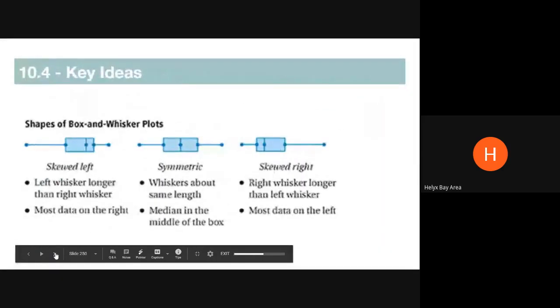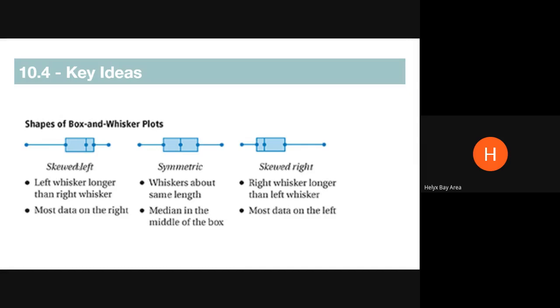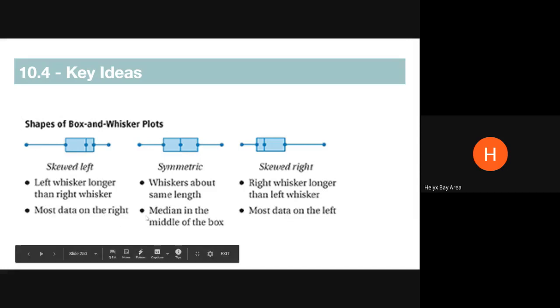Okay, so the shapes of box and whisker plots. Remember we went over skewed left, symmetric, and skewed right, right? So look at how the boxes are. When the box is skewed to the right, sorry, that means the data is skewed left, right? So the left whisker is longer than the right. So most of the data will be on the right.